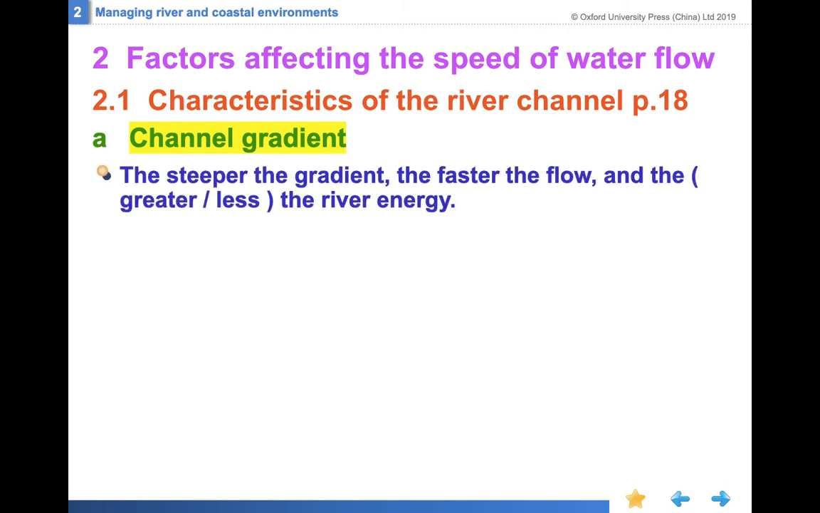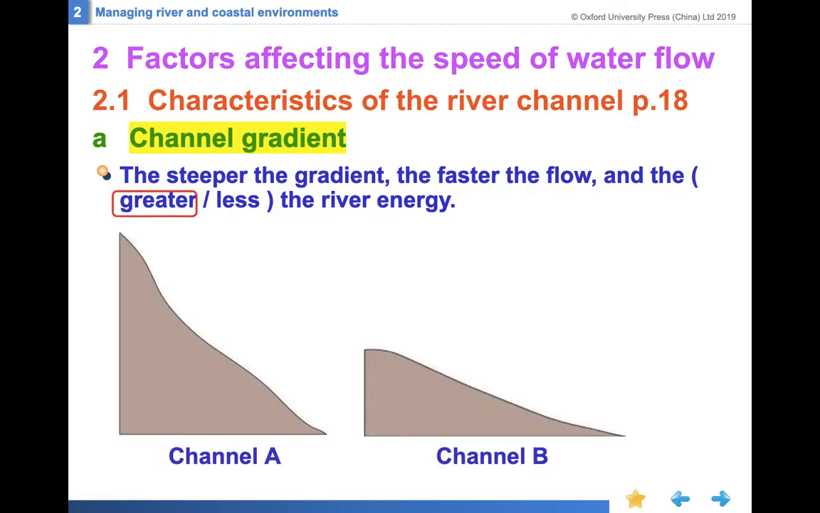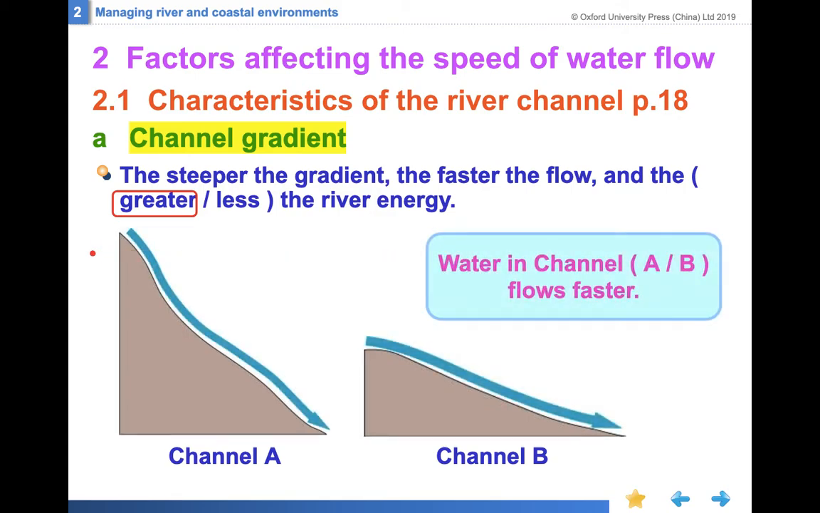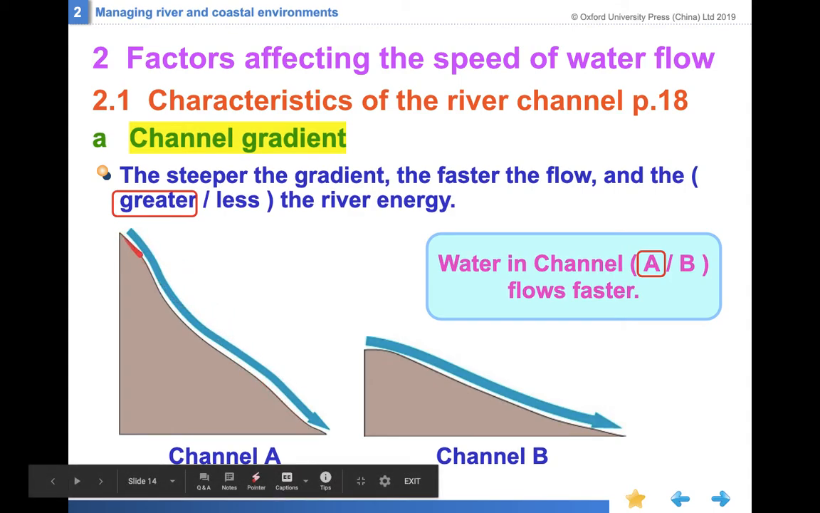First of all, again, it's about the channel gradient on page 18. You could see because the steeper the slope, the faster the flow. So here, do you think channel A or B will have a faster flow? Of course, it's channel A. So imagine you are playing a slide here. This one is more steep, so you will flow faster. You will go down faster on channel A than channel B.